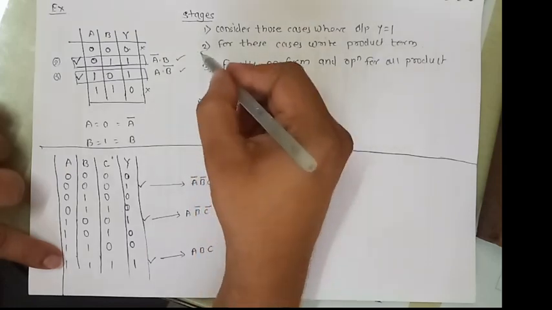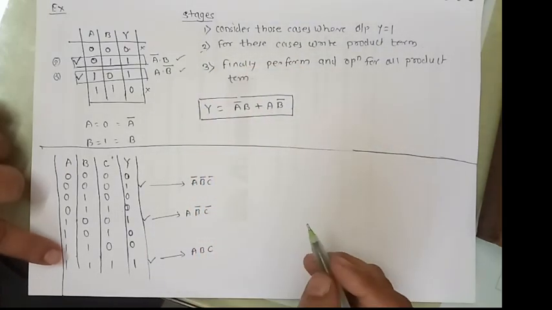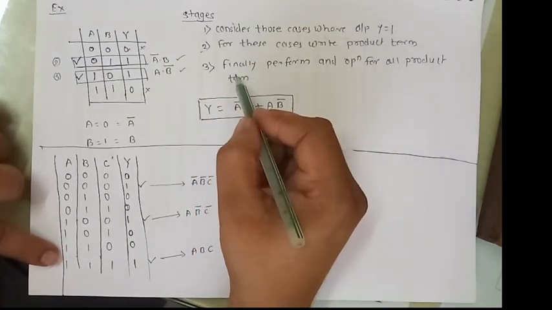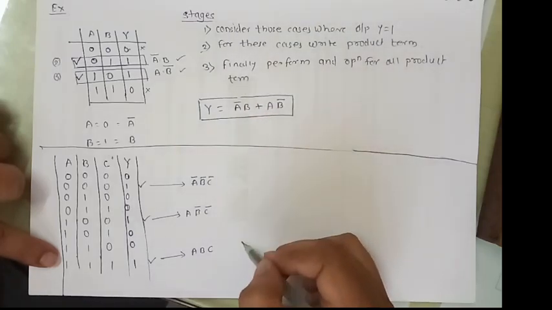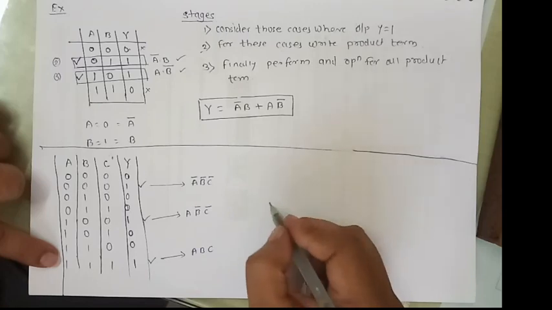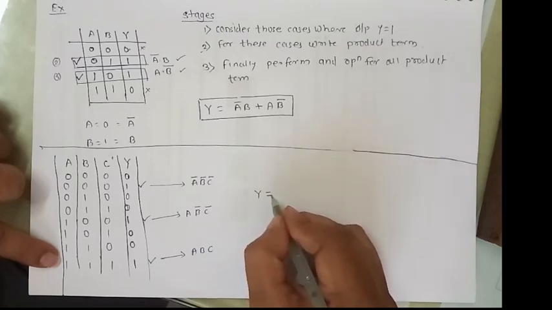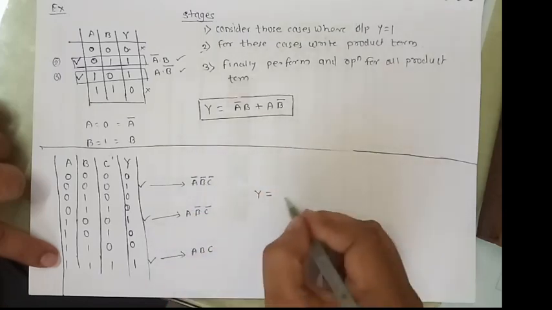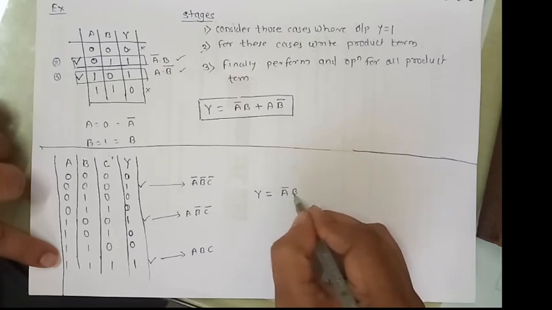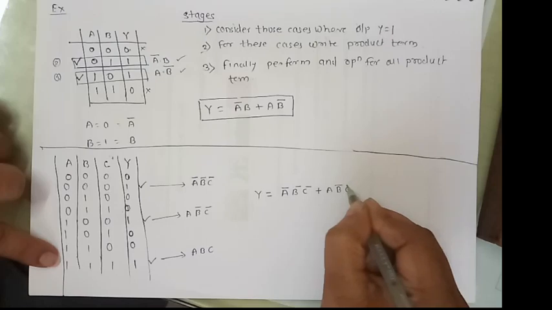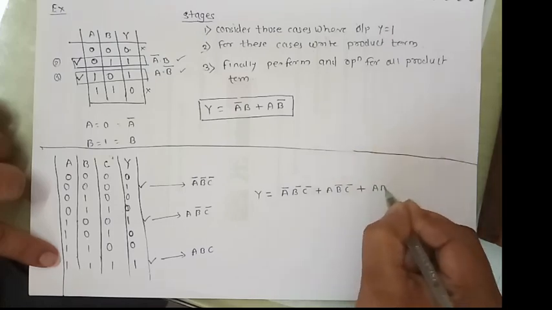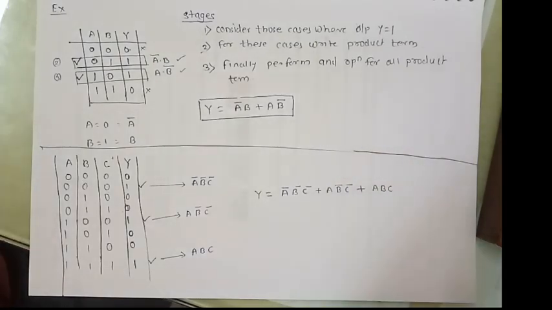So here the second stage is completed, and for the final step we need to combine all these product terms. So we will write the output Y equal to the sum of these terms: A bar B bar C bar plus A B bar C bar plus A B C.